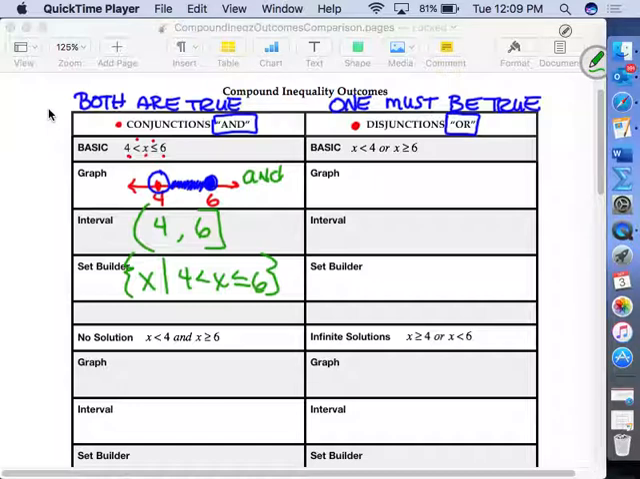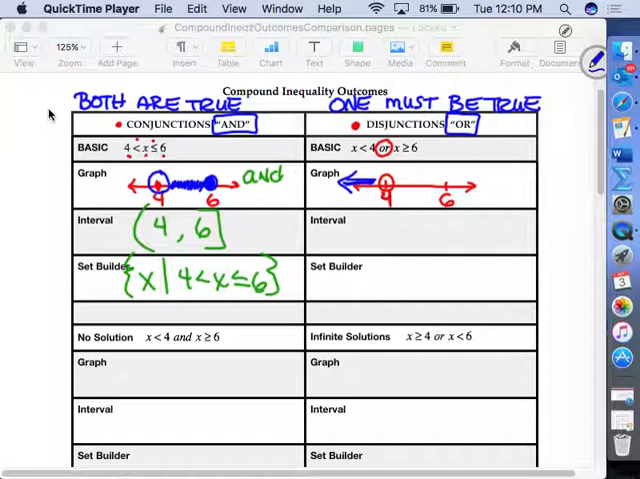Let's look at the disjunction. The disjunction must be written with the word or, and I've got two separate conditions. So I'm going to draw my graph, and here's my boundary point of 4, here's a boundary point of 6. If I'm expressing all of the numbers that are less than 4, x is less than 4, strict inequality, I put the open circle at 4, and then I shade in the direction of negative infinity.